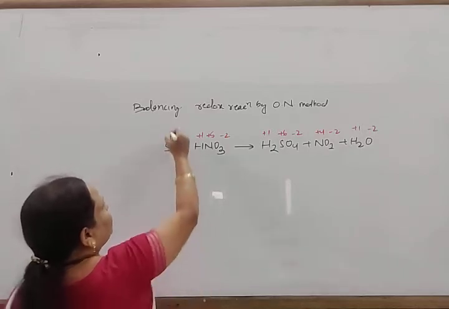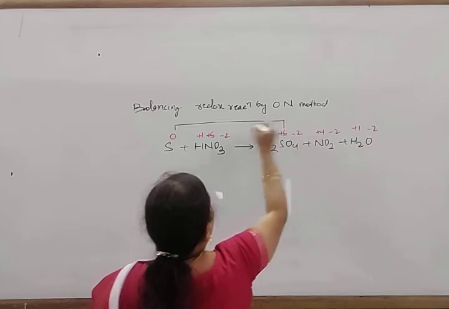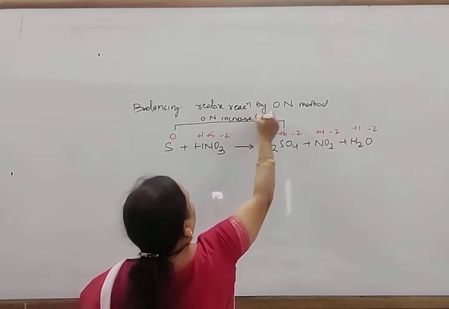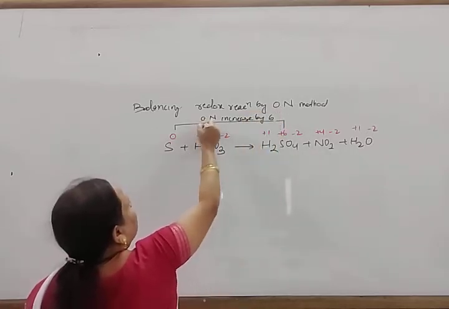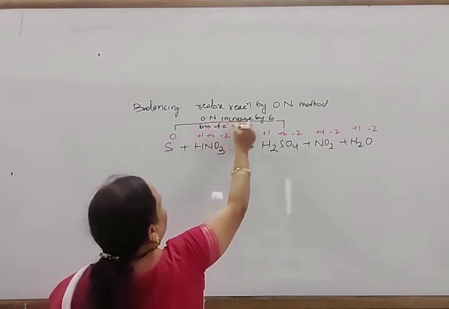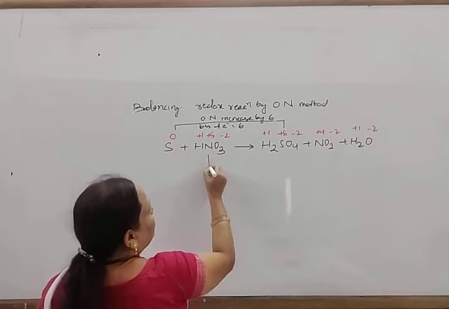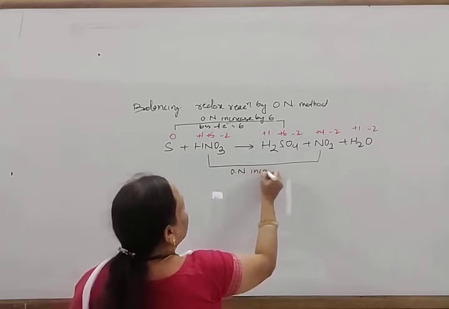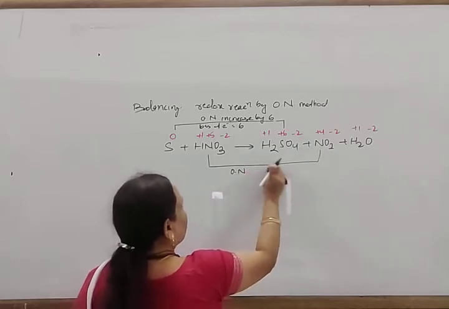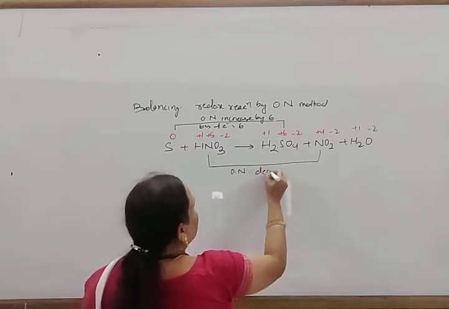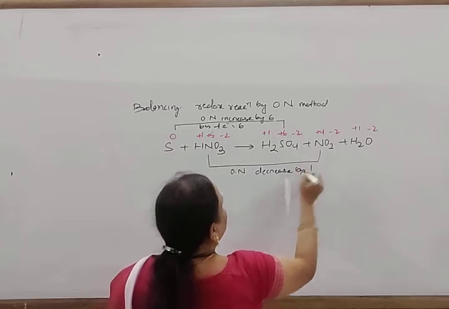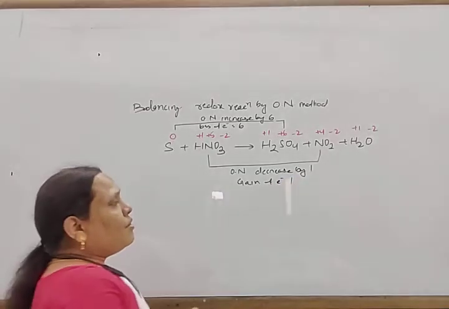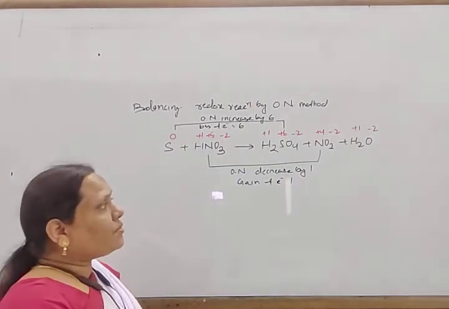From sulfur 0 to sulfur +6, the oxidation number increased by 6, meaning loss of 6 electrons. And nitrogen's oxidation number decreased by 1, meaning gain of 1 electron. But the number of electrons lost should be equal to the number of electrons gained.